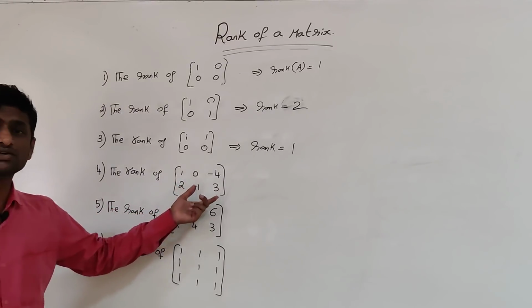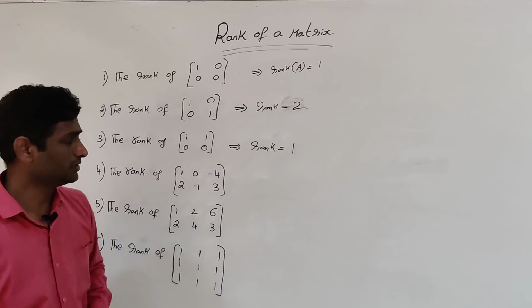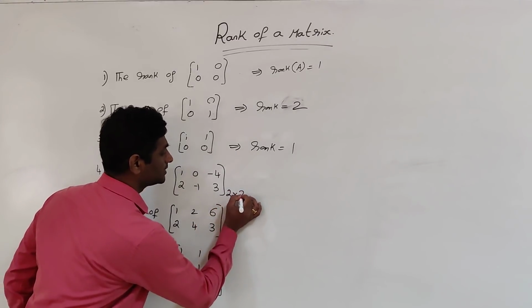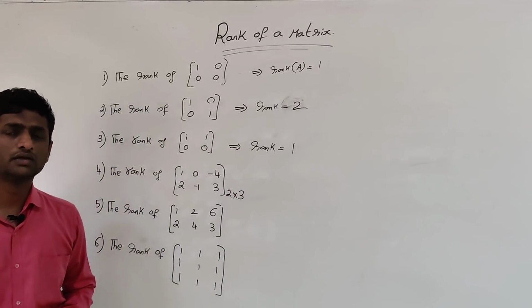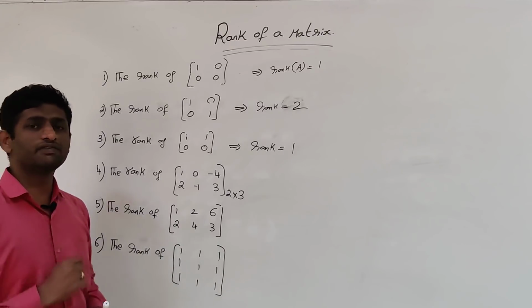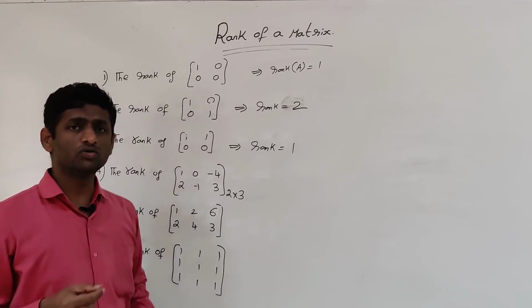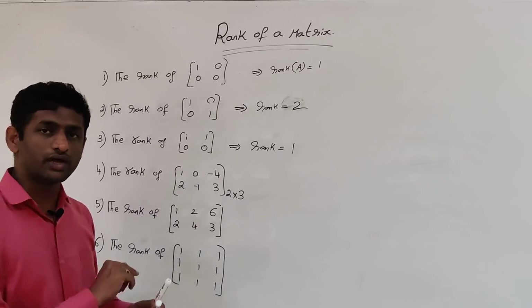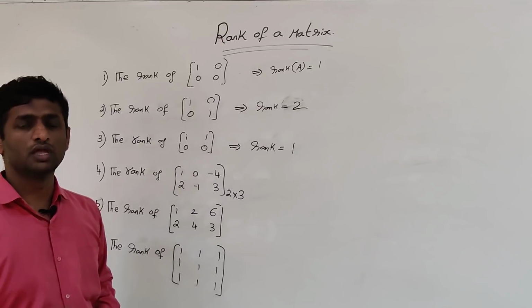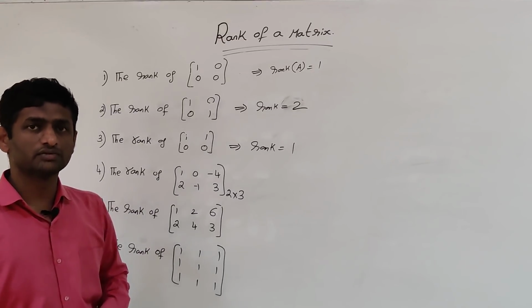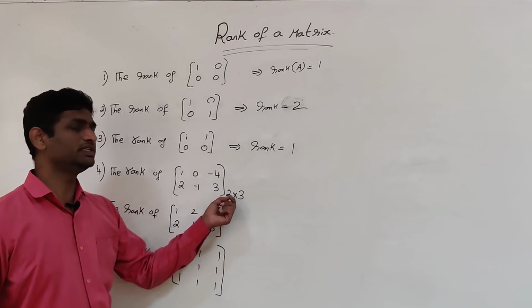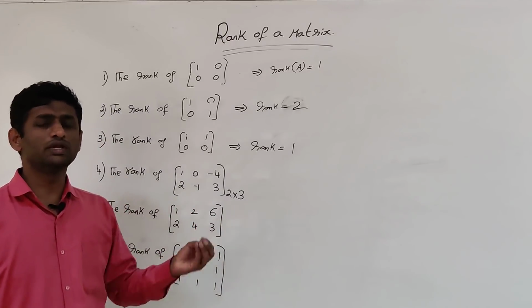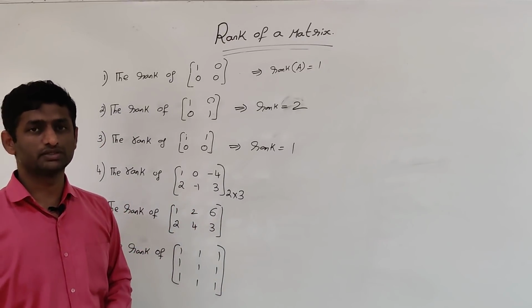So what is the size of this matrix? It is 2 by 3. And if you go by definition, we have to find all the square submatrices of order 1 as well as order 2. And we can't find order 3, because the minimum of 2 by 3 is 2. So up to 2 only we can find the square submatrices.